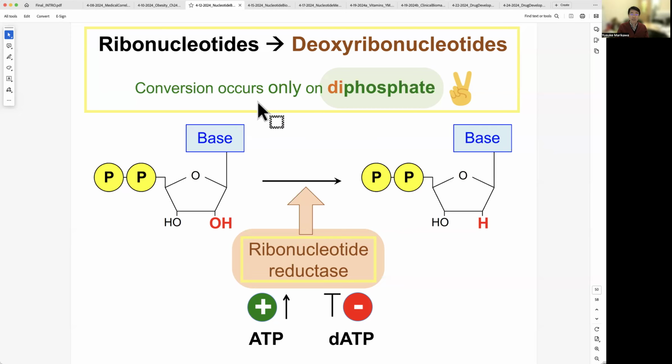What you need to know is that the reaction happens only on the diphosphate version. Not the triphosphate, not the monophosphate, only the diphosphate: ADP, CDP, and GDP. It works only on those nucleotides. You experienced those sample or quiz questions already, so you should be familiar with what I'm getting at.